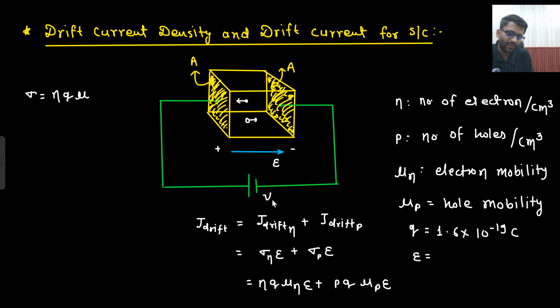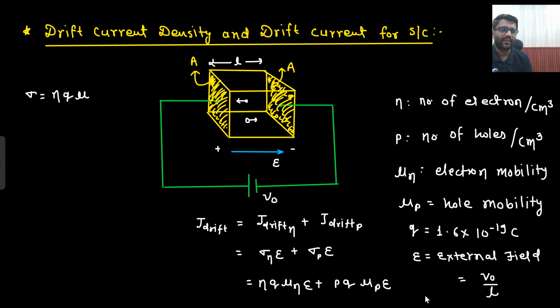Let's just say this was your V naught, and the length of this semiconductor was L, and the applied potential was V naught. So E is the external electric field, which will be equal to minus dV by dx, that would be V naught by L. N is the number of electrons per centimeter cube, p is the number of holes per centimeter cube, mu n is the electron mobility, mu p is the hole mobility, and both of the currents are in the same direction, that's why they will be added.